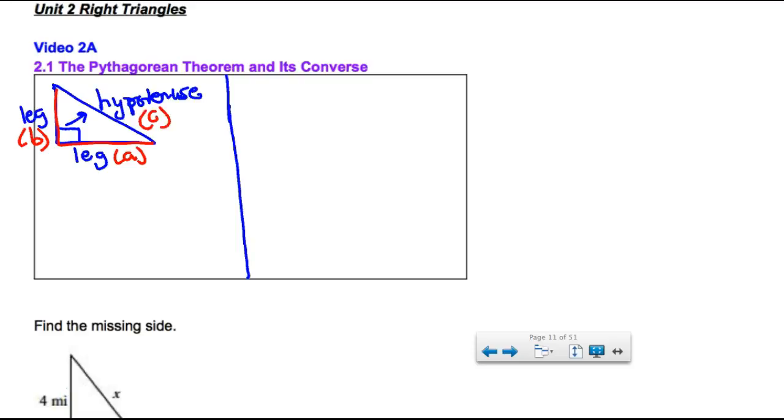And Pythagoras, a famous Greek mathematician, he's actually kind of a weird guy, had a whole group of people who followed him, kind of like a cult. They were called the Pythagoreans, and they were weird. Anyway, he discovered that a squared plus b squared always has to equal c squared, as long as the triangle is a right triangle. That's in the hypothesis. If a triangle is right, then a squared plus b squared equals c squared.